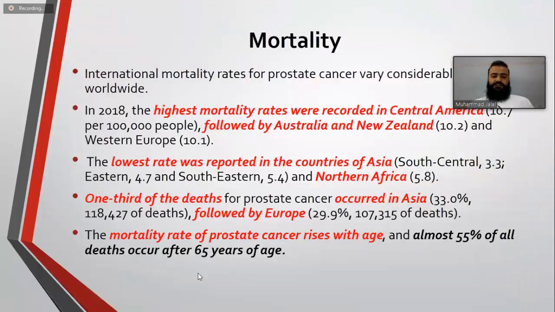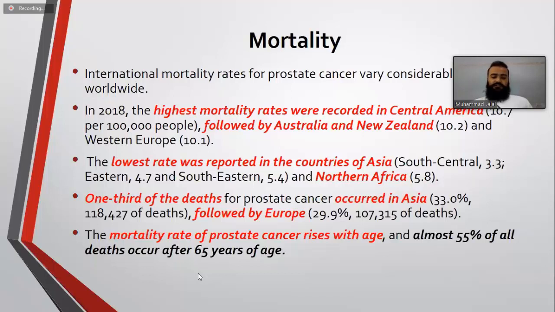Mortality. International mortality rates of prostate cancer vary considerably worldwide. In 2018, the highest mortality rates were recorded in Central America, 10.7 per 1 lakh people, followed by Australia and New Zealand. The lowest rates were reported in the countries of Asia: South Central 3.3, Eastern 4.7, and Southeastern 5.4 per 1 lakh people, and Northern America, Africa 5.8 per 1 lakh people.